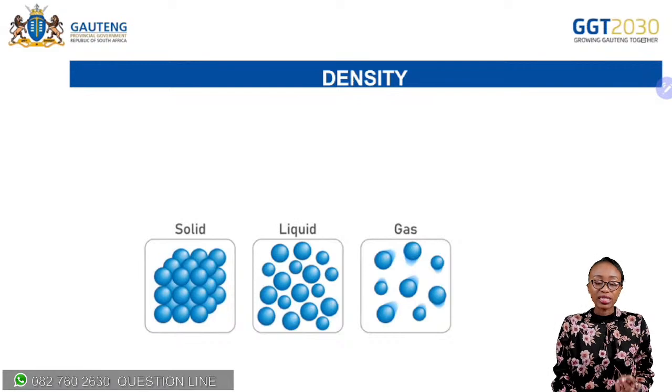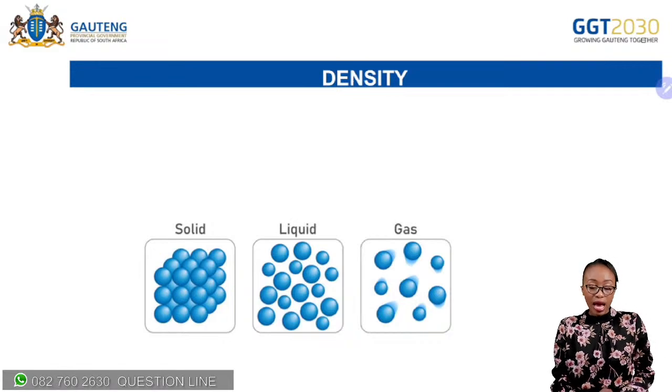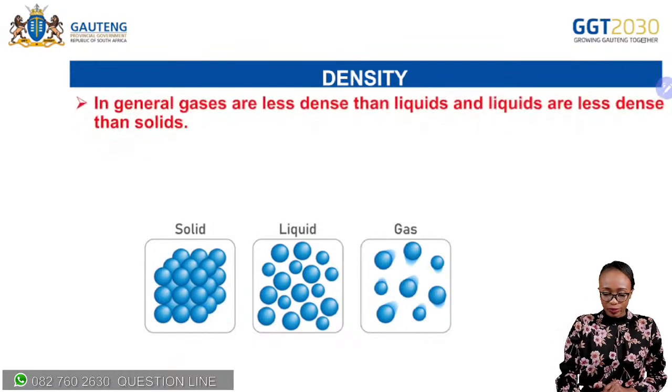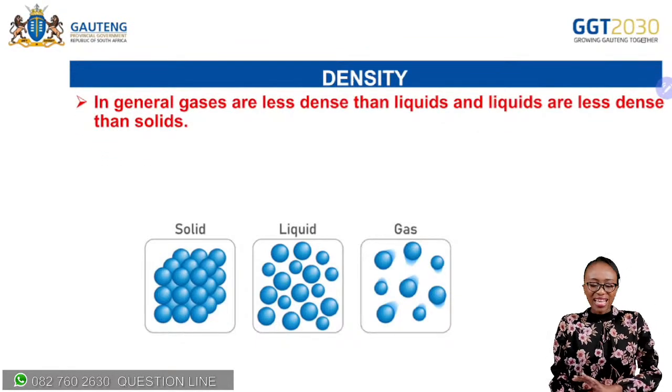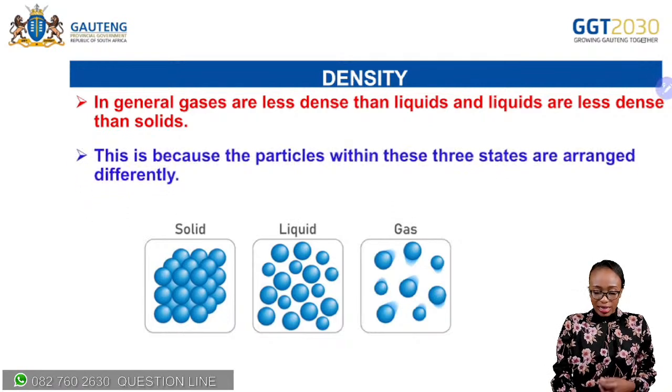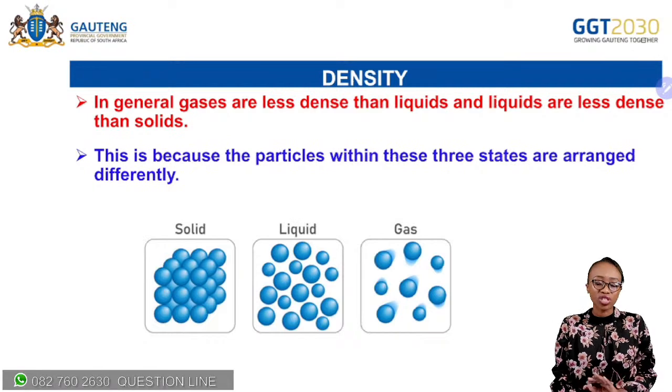So if we look at these, these are the three states of matter. We have solid, we have liquid, and we have a gas. Now look at the way the particles are arranged. Let's talk more on that. So in general, gases are less dense than liquids, and liquids are less dense than solids. This is because the particles within these three states are arranged differently.